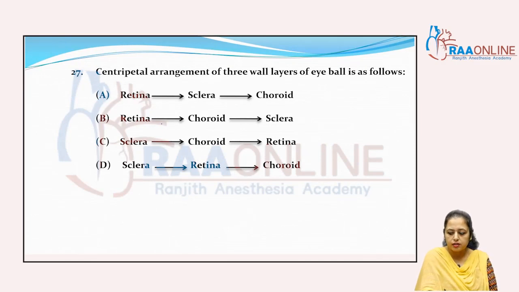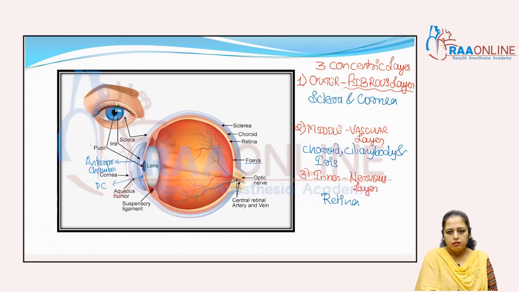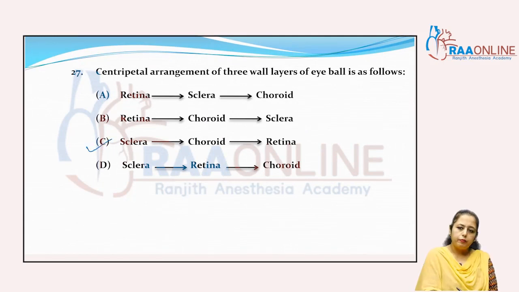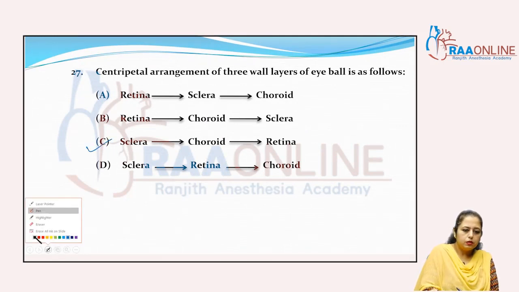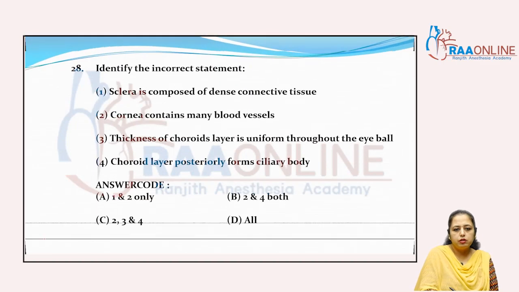So now, the centripetal arrangement of the three walls of the eyeball, that is the sclera, choroid and the retina, from outer to inner, right? In that manner, clear? So the answer is C. Now come to the next question.